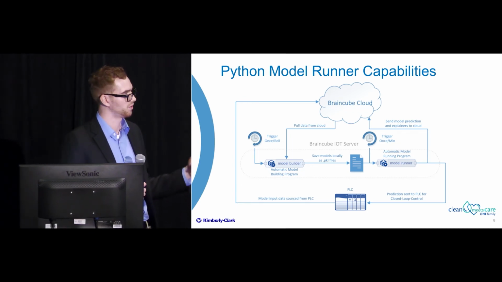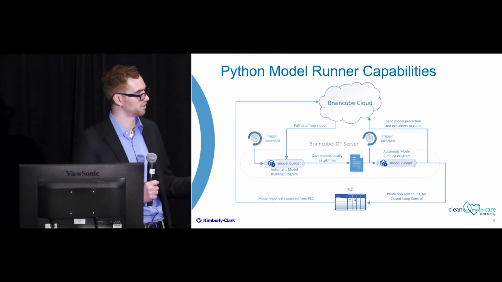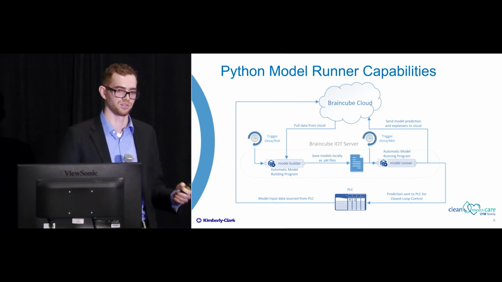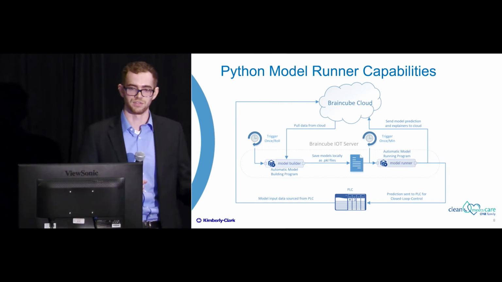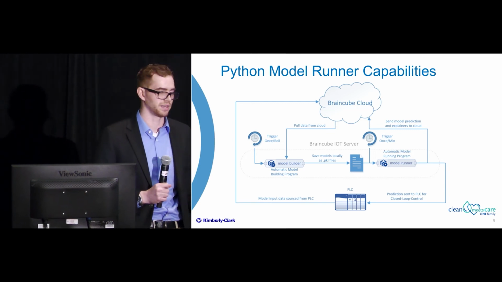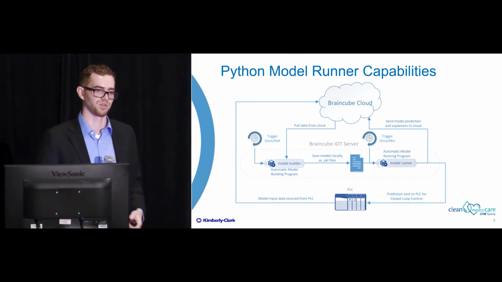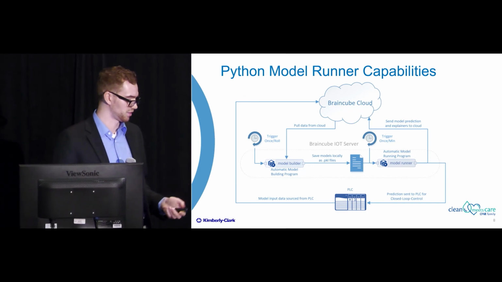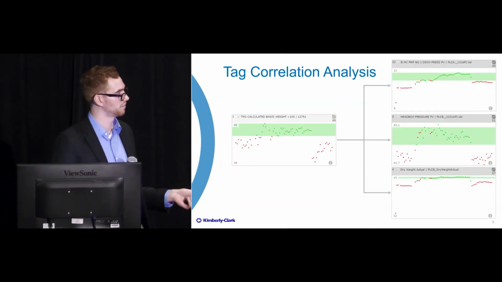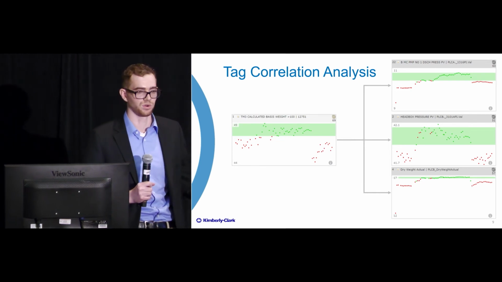But we can also send those predictions directly to the cloud for visualization, future data analytics, and all sorts of BrainCube specialized cloud computing tools. And to go into a little bit of detail as to what those look like, we have this tag correlation analysis.